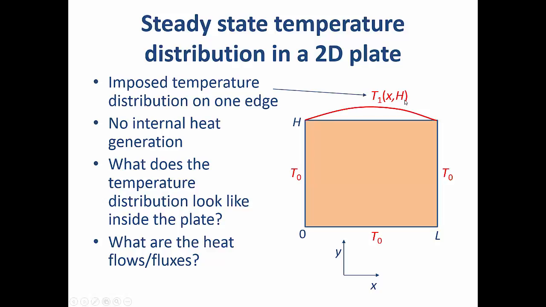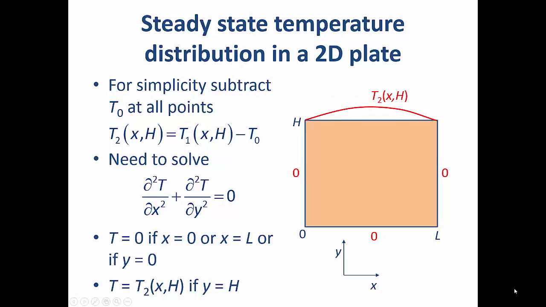At this stage, I'm not going to make any assumptions about my imposed temperature distribution along one edge. This could be any function that you like. We now, for simplicity, subtract the constant temperature T0 at all points. This means that along the bottom edge the temperature becomes T equals 0, and the two sides temperature is also T equals 0, and along the top edge we now have a new function T2, which is simply equal to T1 minus T0. This simplifies the overall solution, and we simply have to remember to add in T0 at the end of our solution process.